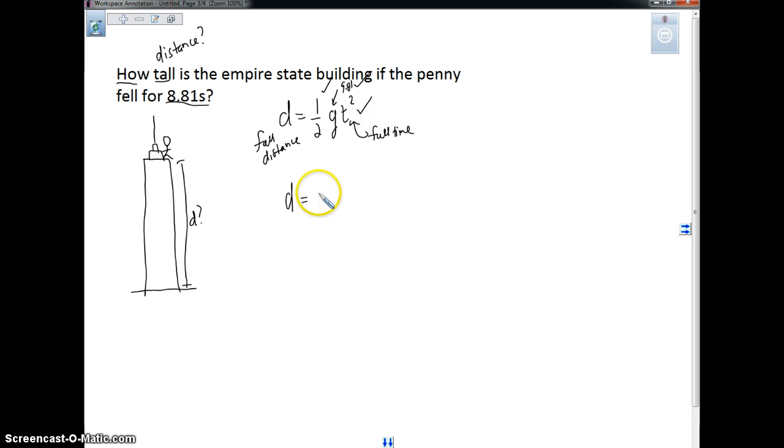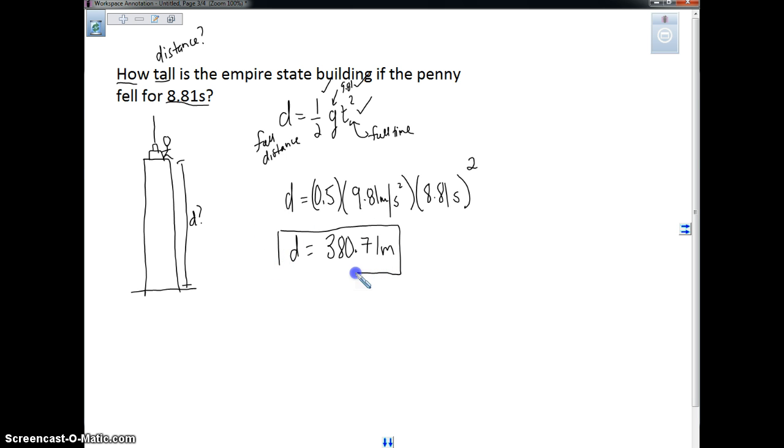So let's go ahead because I only have a few minutes left on this. So 1/2, some people find it easier just to do 0.5. That's fine. Either way, that's just a number. This is going to be 9.81. And then t is going to be the time it takes to fall. This is the time it takes to go this whole distance, so I can use this time. And we're going to square this number. I usually in my calculator will start off with the square, so I do 8.81 squared. Then I do times 9.81, then times 0.5. My answer is 380.71 meters tall. And that is our official answer right there.